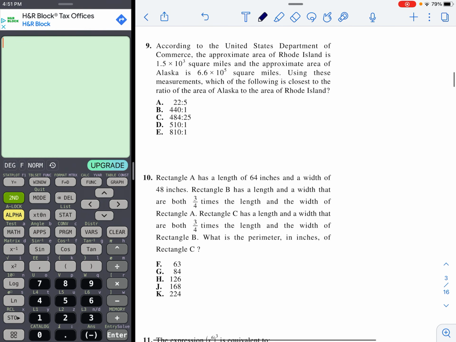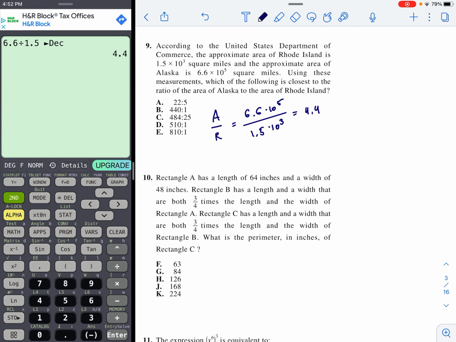Number 9, according to the USDC, the approximate area of Rhode Island is 1.5 times 10 to the 3rd, and the approximate area of Alaska is 6.6 times 10 to the 5th. What is the ratio of Alaska to Rhode Island? So we're going to take Alaska, 6.6 times 10 to the 5th, and divide it by Rhode Island, 1.5 times 10 to the 3rd. So this is going to be 6.6 divided by 1.5. Let's do that as a decimal. That's going to be 4.4, and then we're going to have 10 to the 5th over 10 to the 3rd, which is times 10 to the 2nd.